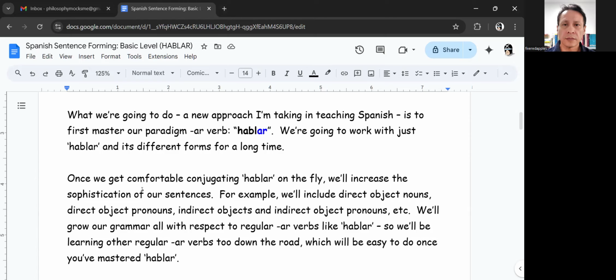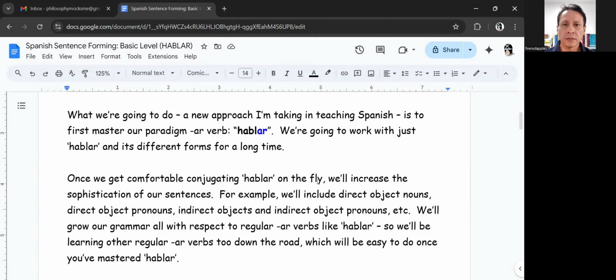Once we get comfortable conjugating hablar on the fly, we'll increase the sophistication of our sentences. For example, we'll include direct object nouns. We'll do that today. We'll include direct object pronouns. We won't do that today. We'll include indirect objects. We won't do that today. And indirect object pronouns. We won't do that today. We'll grow our grammar with respect to regular AR verbs like hablar.